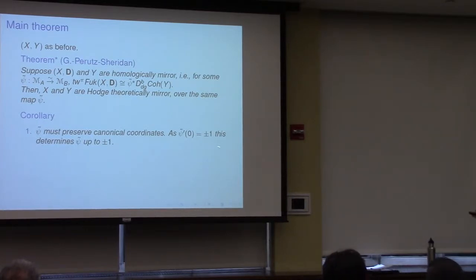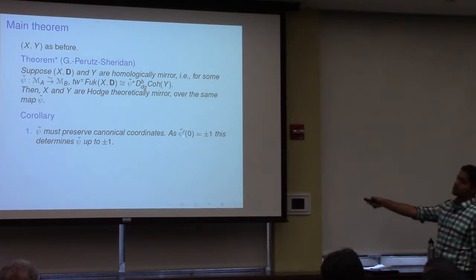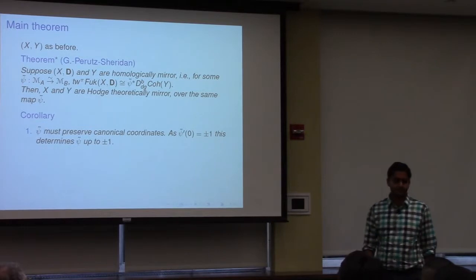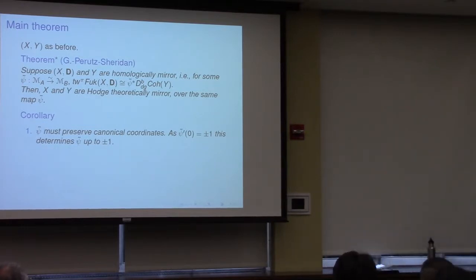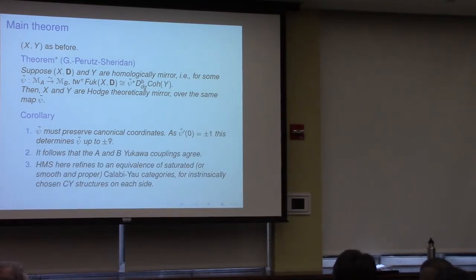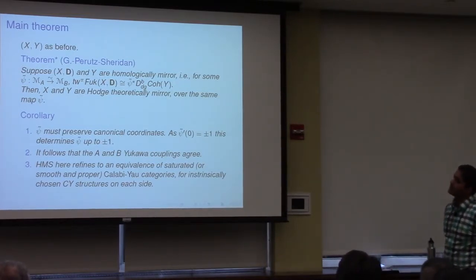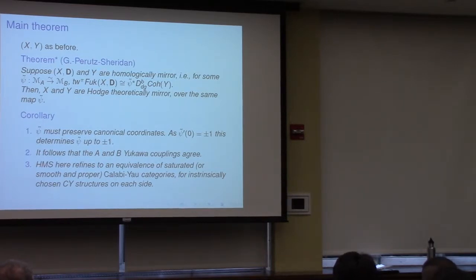I want to point out that in Sheridan's result, the leading order term of this isomorphism was actually computed to be plus or minus 1. So in fact, this map, C tilde, is actually determined up to overall sign, which then itself can be fixed. Okay, so it follows that the A and B model Yukawa couplings agree. And it also follows, through similar methodology, that homological mirror symmetry refines to an equivalence of saturated or smooth and proper Calabi-Yau categories for intrinsically chosen Calabi-Yau structures on each side.